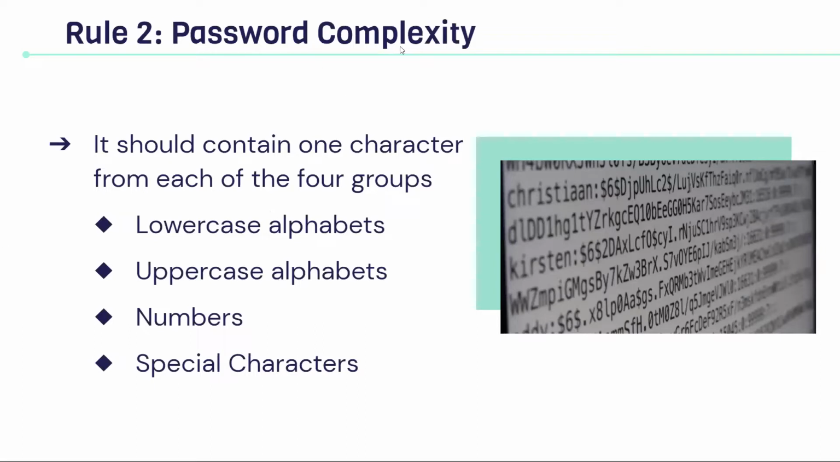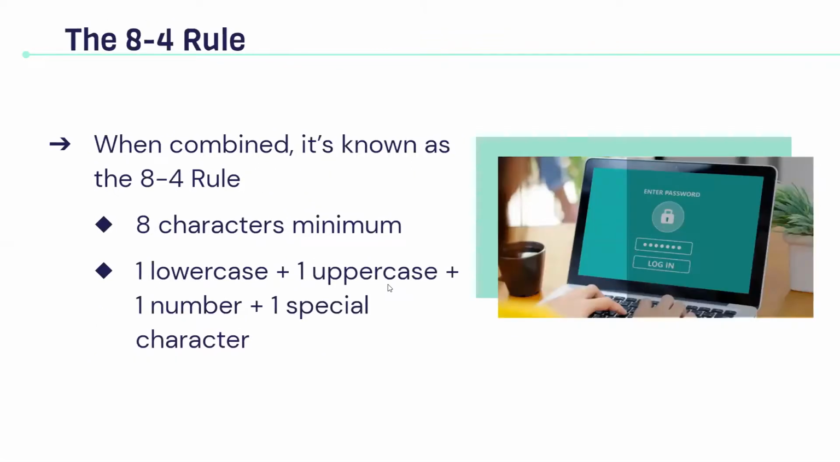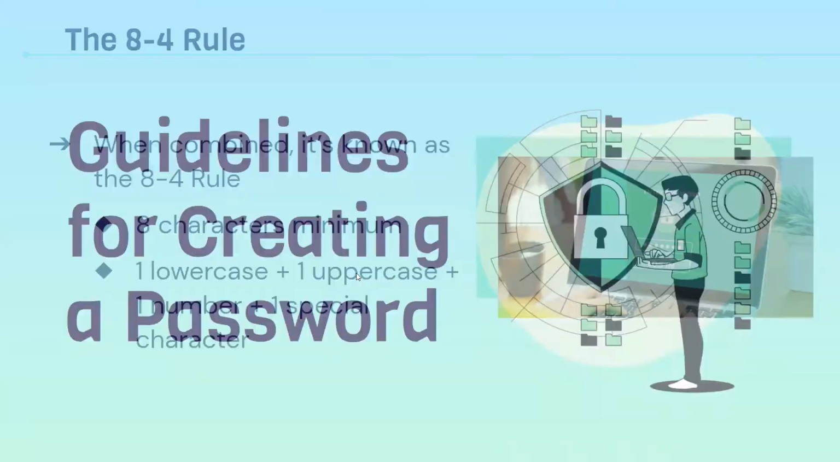Okay, so password complexity. The password should contain 1 character from each of our 4 groups, which is lowercase alphabets, uppercase alphabets, numbers, and special characters. So there's a certain rule to make passwords. It's the 8-4 rule. It's basically 8 characters minimum, and then 1 lowercase, 1 uppercase, 1 number, and 1 special character. I think here's an example.